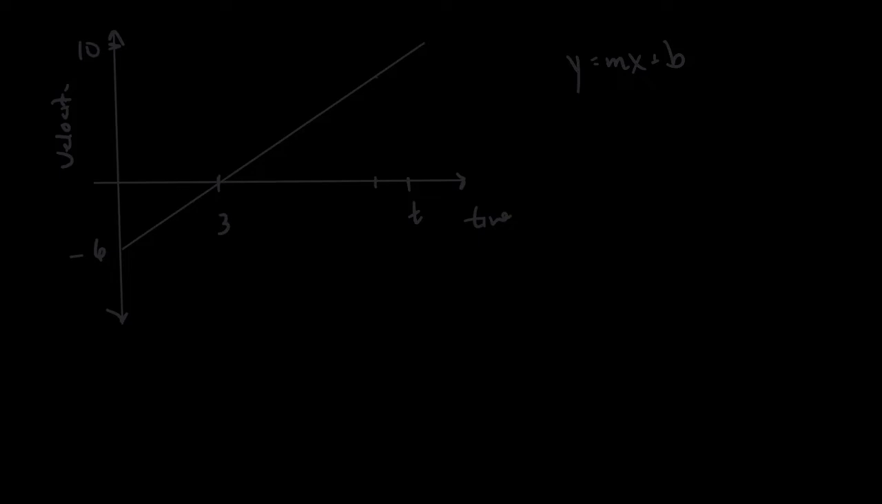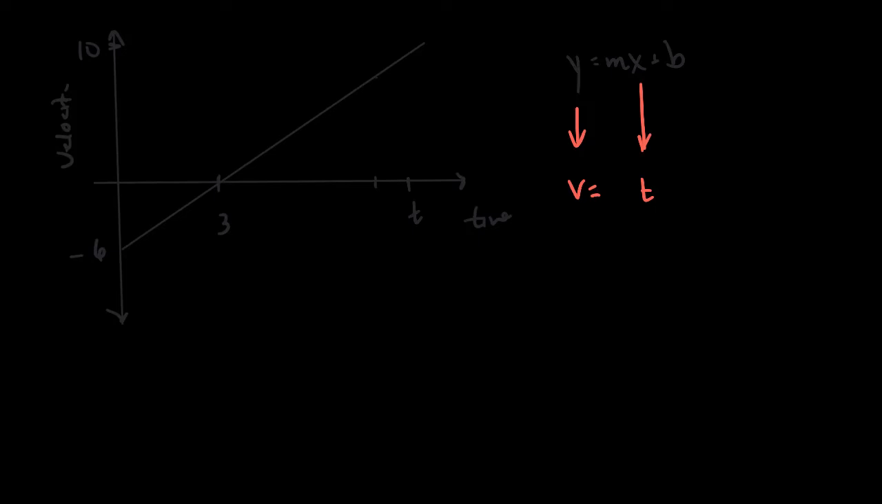All right, velocity is plotted on the y-axis. Time is plotted on the x-axis. So the first thing I'll do is recognize that I'm going to change my y and my x into v and t. This is a plot of an object's velocity versus time.